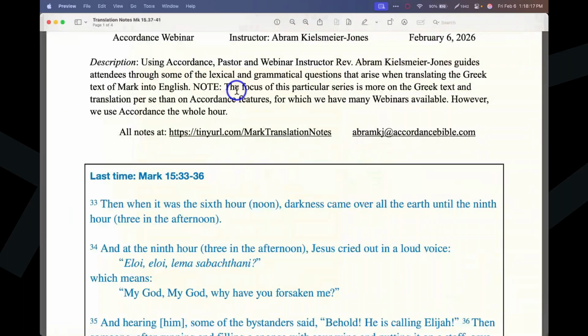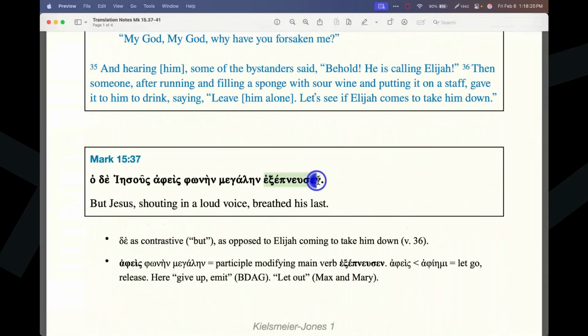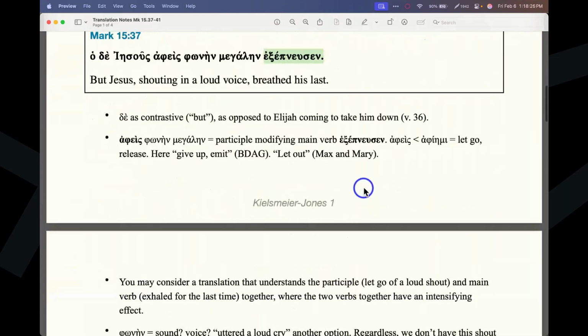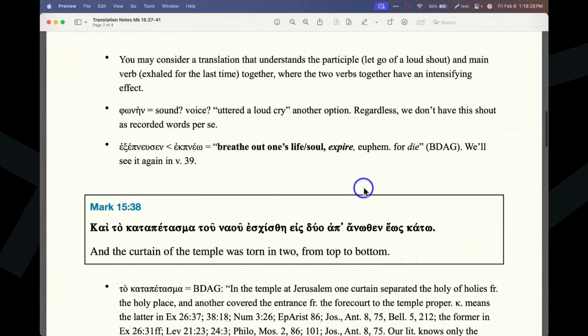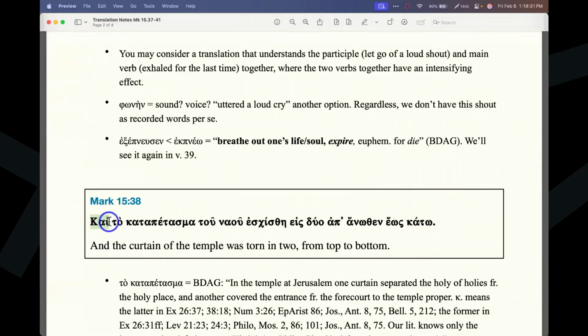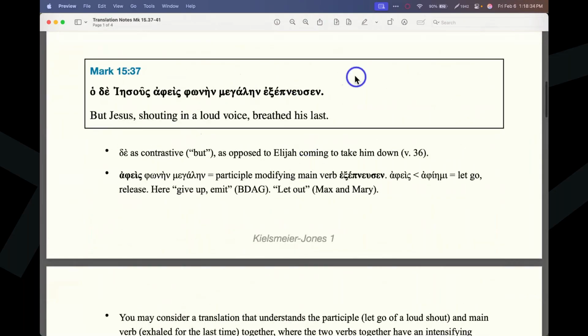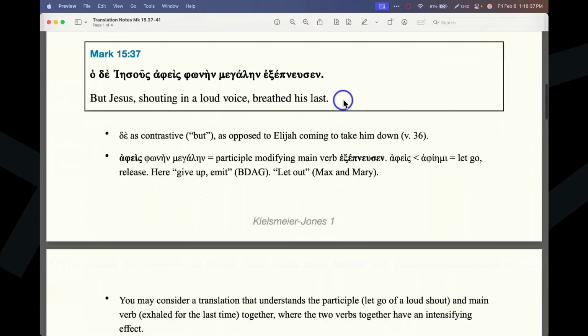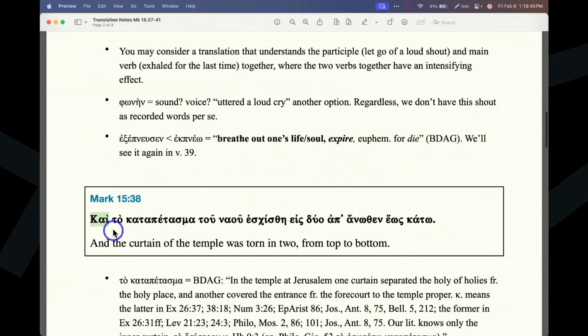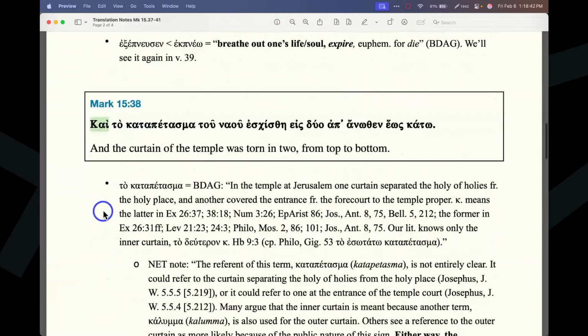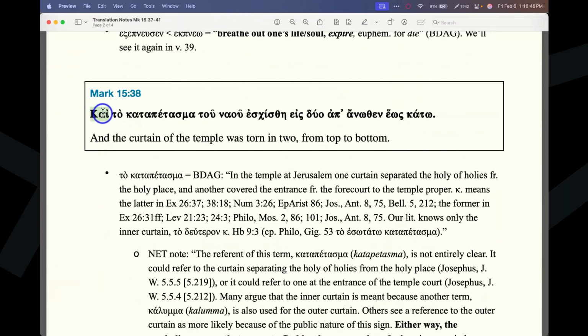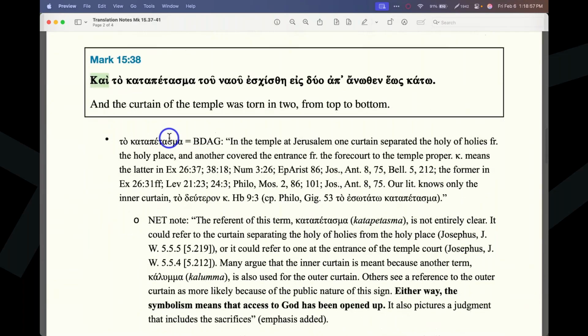And then again, the important part, well, it's all important, but this ezepneusen, I mean, that's it. That's the end. So I would definitely start a new paragraph. Well, I don't know. Maybe I definitely wouldn't because there's this kai, but it seems like this could be a good end of a paragraph because that's the end of Jesus's life, at least at this point. But it's connected to what happens in verse 38. So it's almost as if, Mark doesn't explicitly say this, but this kai connects it. So as Jesus breathes his last, or immediately after, we see this curtain of the temple torn in two. We'll turn to that next.